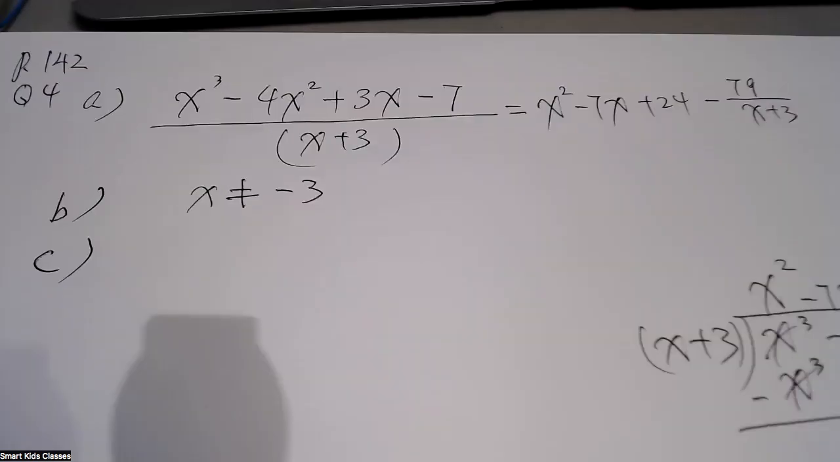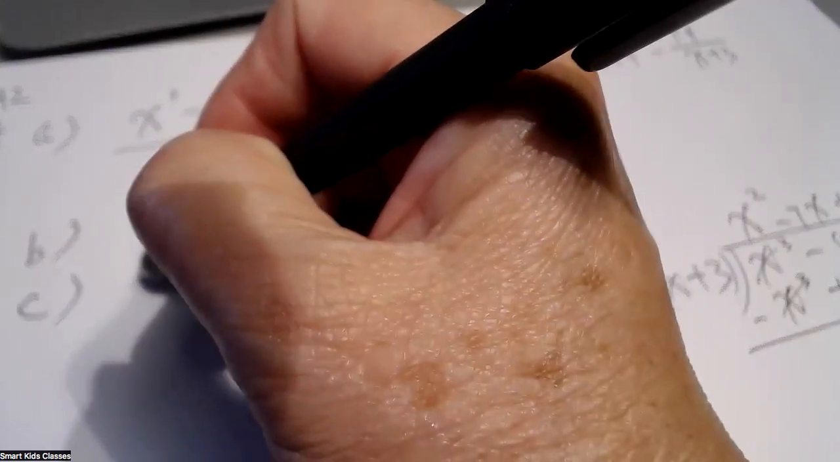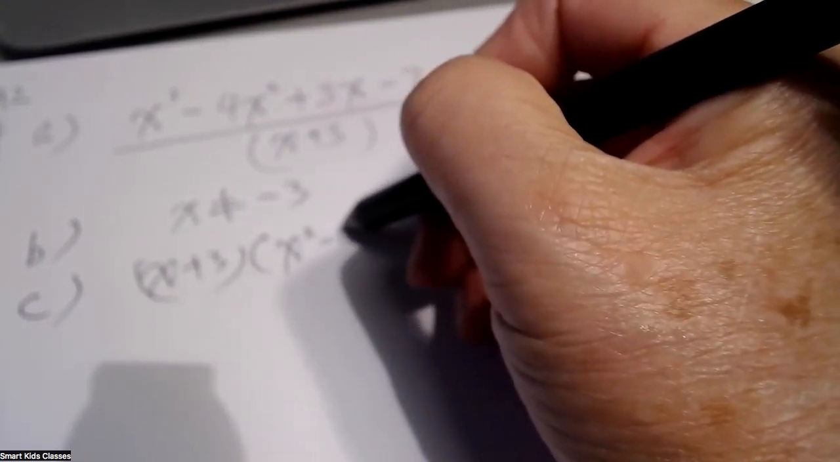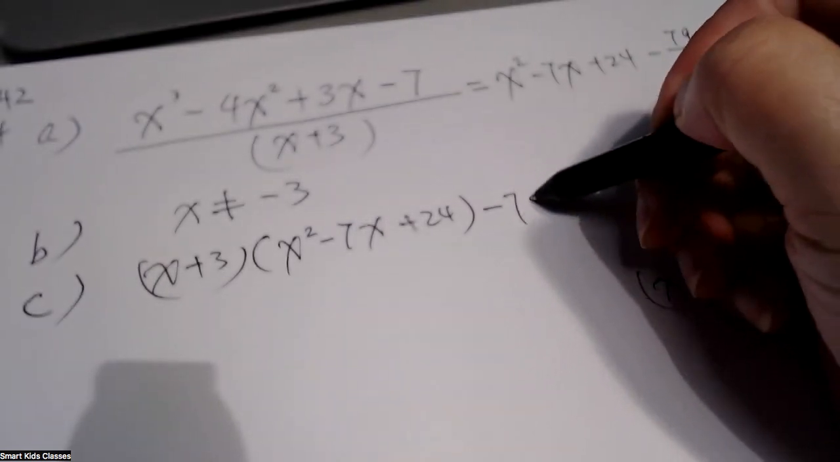Now how about for C? For the C part, you're going to find the corresponding statement. You can check the answer. So you can write the answer here: x plus 3 is the factor times the answer, x exponent 2 minus 7x plus 24, minus 79.